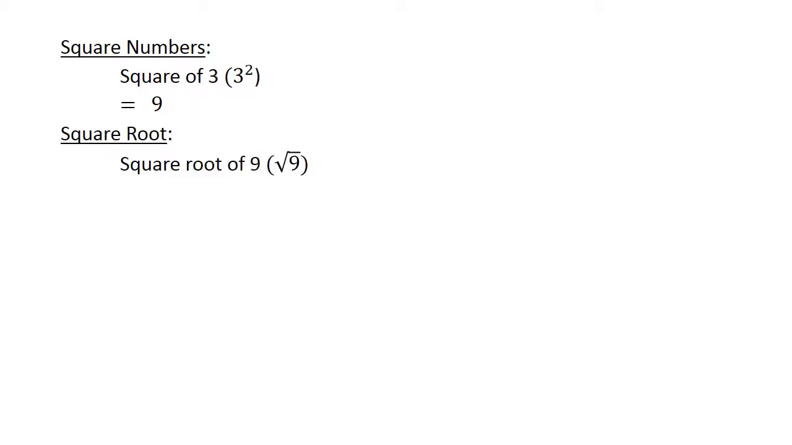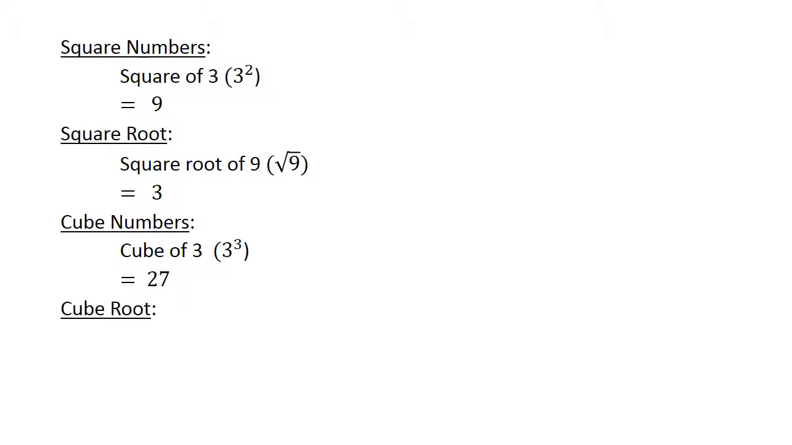Square numbers. The square of 3 equals 9. The square root of 9 equals 3. Cube numbers. The cube of 3 equals 27. It means 3 times 3 times 3. The cube root of 27 equals 3.